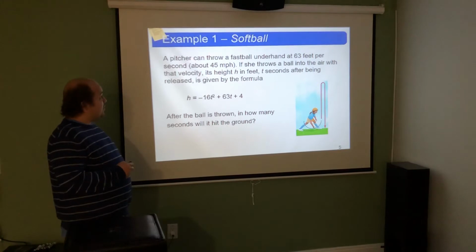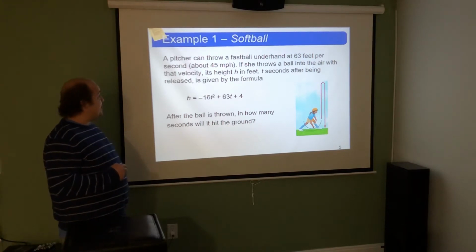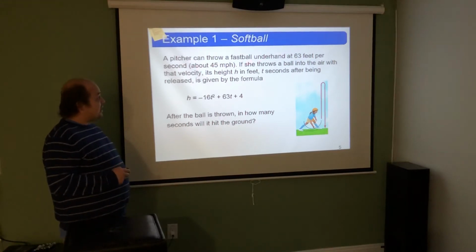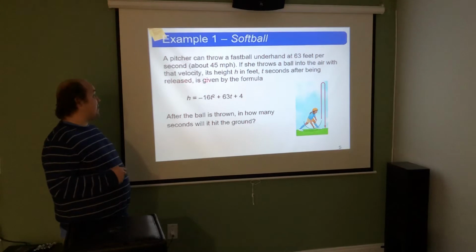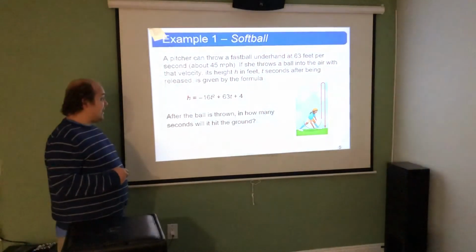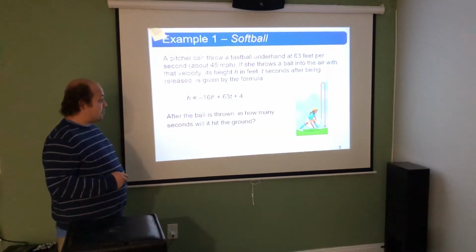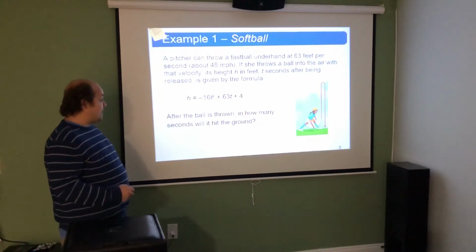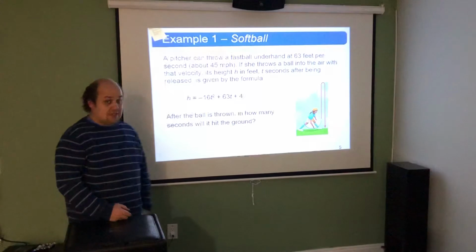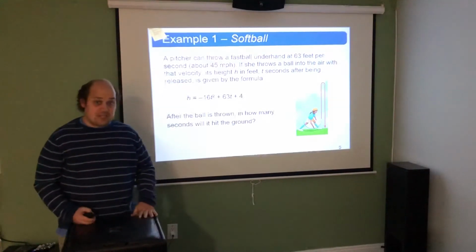Let's say that we know that a pitcher can throw a fastball underhand at 63 feet per second. If she throws a ball into the air with that velocity, its height h in feet, t seconds after being released, is given by the formula h equals negative 16t squared plus 63t plus 4. After the ball is thrown, in how many seconds will it hit the ground? So this should feel a little confusing.